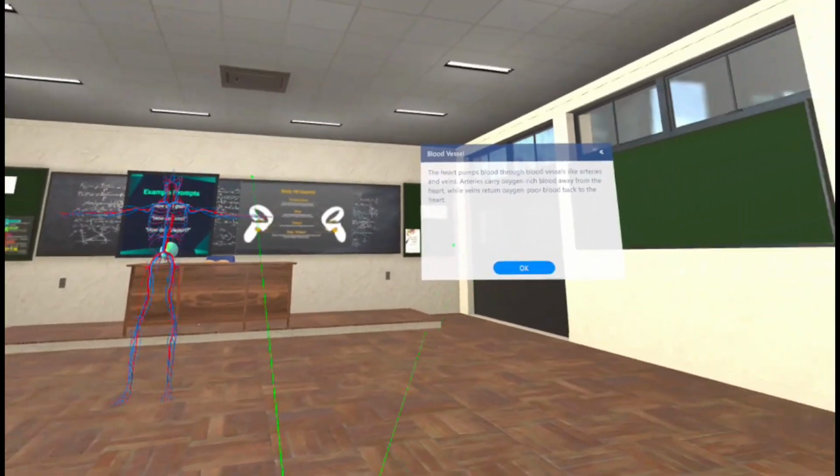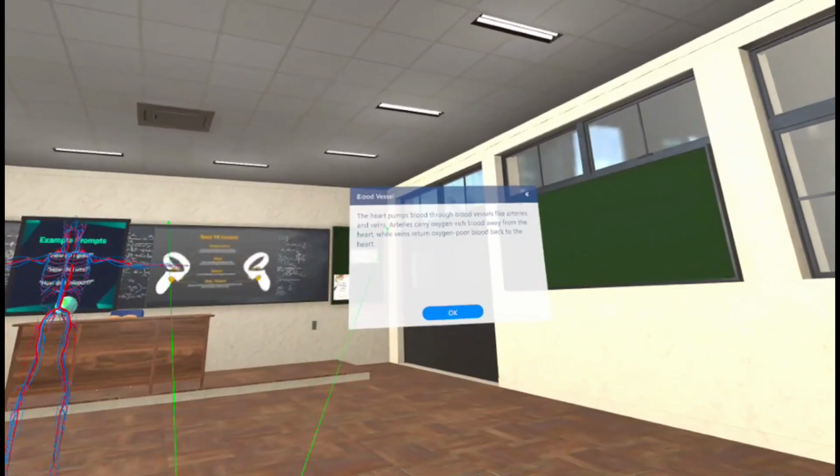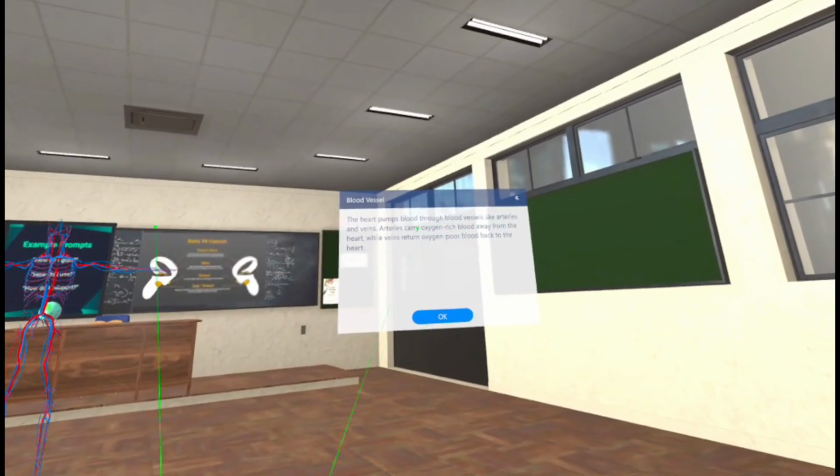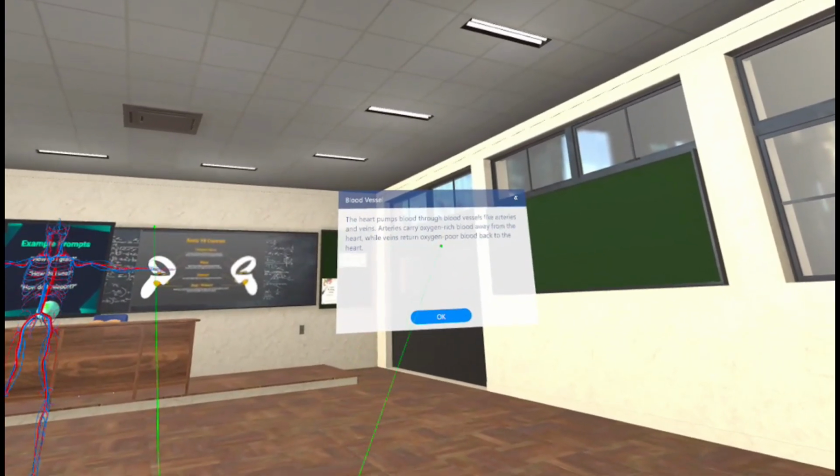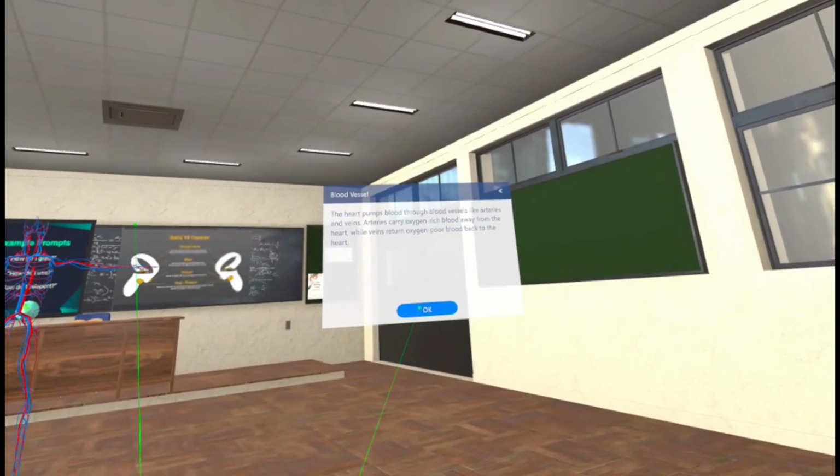The heart pumps blood through blood vessels like arteries and veins. Arteries carry oxygen-rich blood away from the heart, while veins return oxygen-poor blood back to the heart.